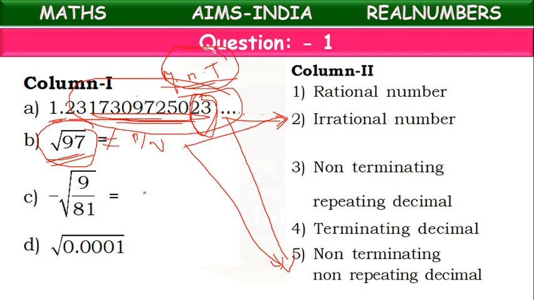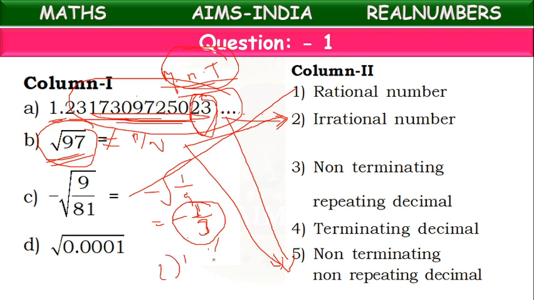Root of 9 by 81, we can cancel. Root of 1 by 9, or minus. Square root of 1 is 1. Square root of 9 is 3. So minus 1 by 3. Means it's a negative rational number. It's a rational number. But what if we divide 1 by 3?